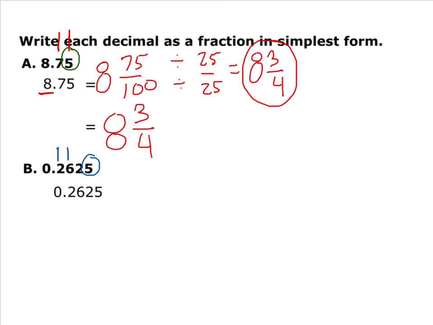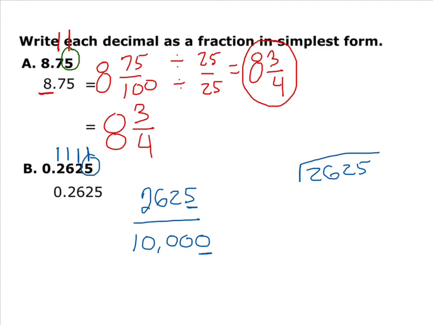So let's figure that out. Tenths, hundredths, thousandths, ten-thousandths. So we're going to write that as 2,625 over 10,000. Now that fraction looks pretty mean to simplify, but since I have a 5 and a 0 here, I know that 5 will go into both of those, so I'm going to start with 2625 and divide by 5.